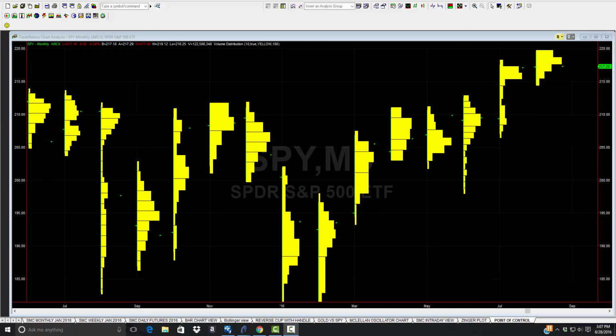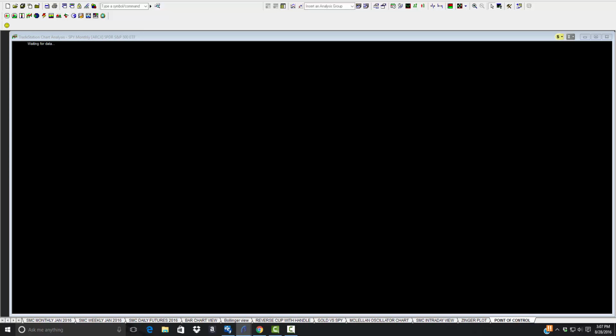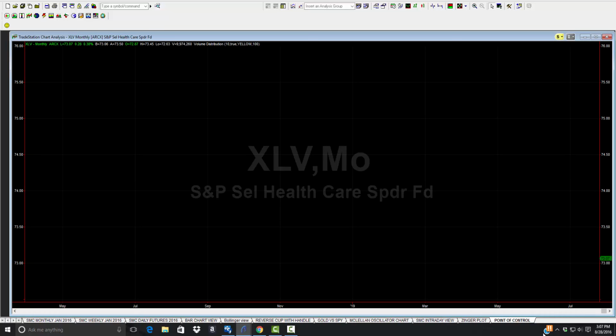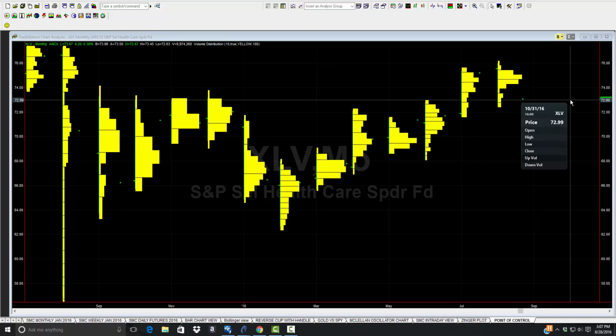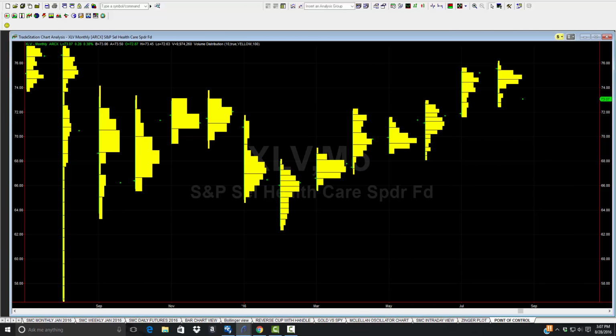Just remember, this is the SPY. Let's look at the 10 to 12 sectors and see why this market's up. Just remember what the SPY looked like. All right, here's XLV, which is usually a defensive sector, and it's doing okay, but look where it closed, significantly off its high here.